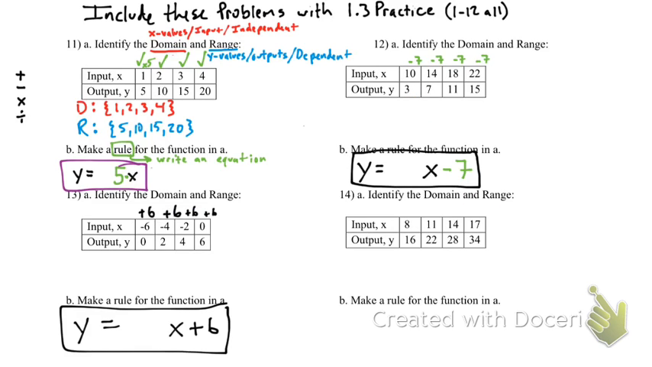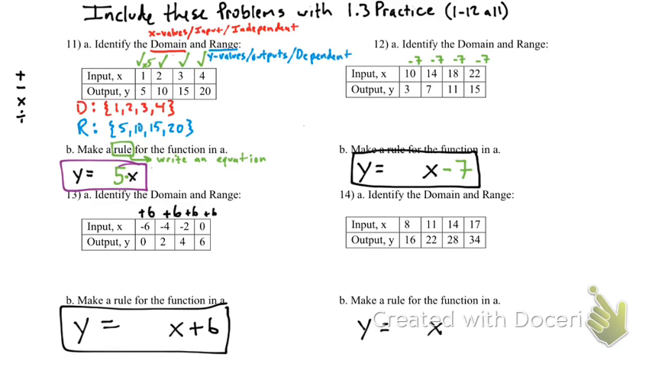Number 14 is, again, dependent variable equals independent variable. And now we want to create that rule. So if you look here, the first thing I would try would be add 8. Okay, it worked for the first one, but you'll notice if I add 8 to 11, it does not work for the second one. So adding 8 doesn't work.